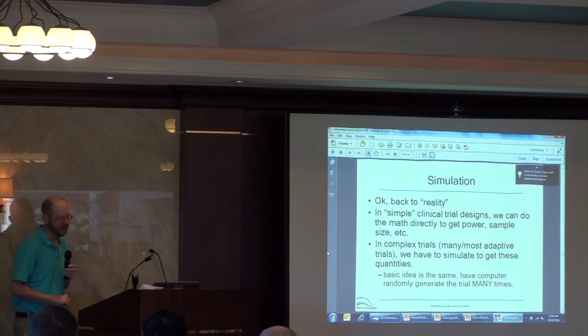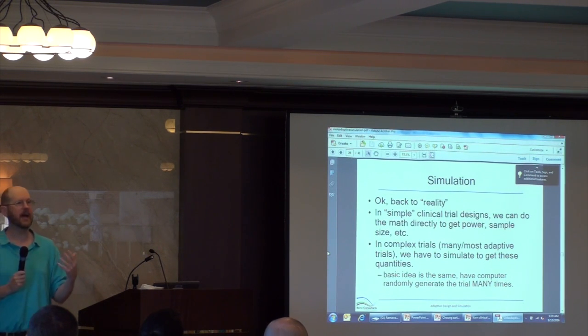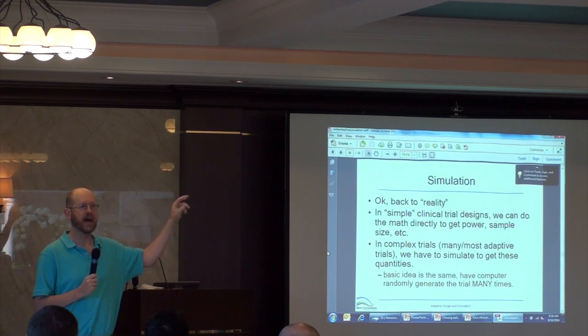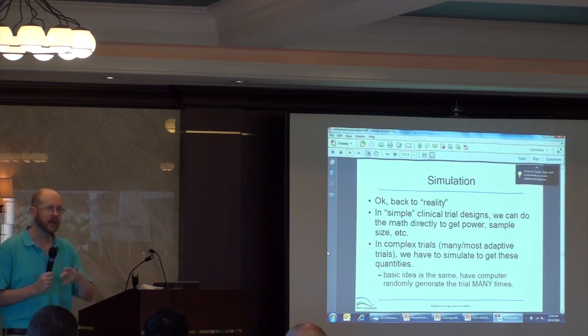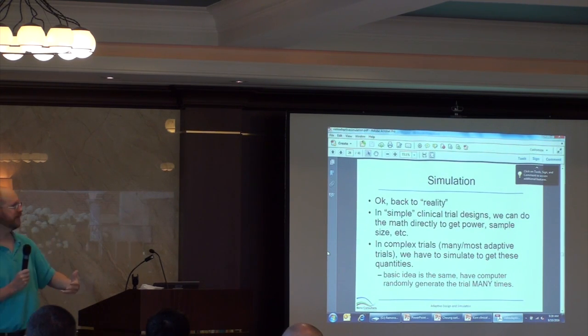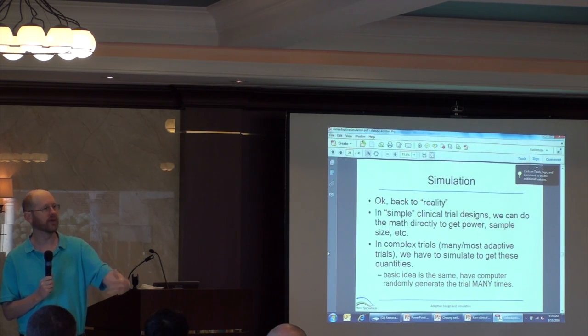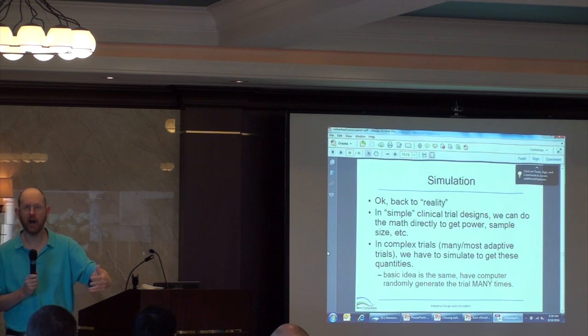All right, so back to reality. Generally speaking, for complex adaptive trials, there are no formulas. So there is no complicated math that allows you to check your answer. The only thing that you have available to you is doing these large-scale simulations of the trial. And that means simulating all of the individual patients, all of their outcomes, when they arrive.